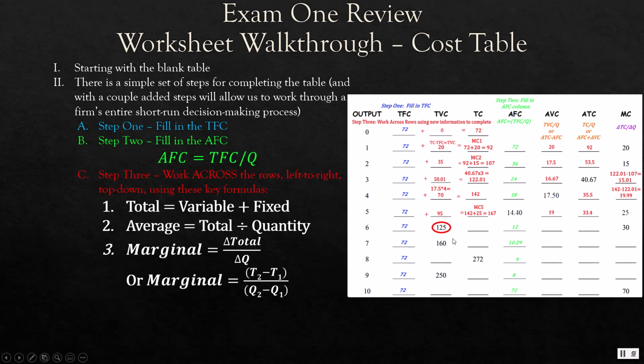Total variable cost is 125 for the 6th unit. Now I also get the marginal cost, so I could do what I did up here or here and work from my total cost. But since I have the total variable cost, I can simply add it to the total fixed cost and I'll get the total cost. And then I divide the total variable by the quantity and I get the average variable. Divide the total cost by the quantity and I get the average total.